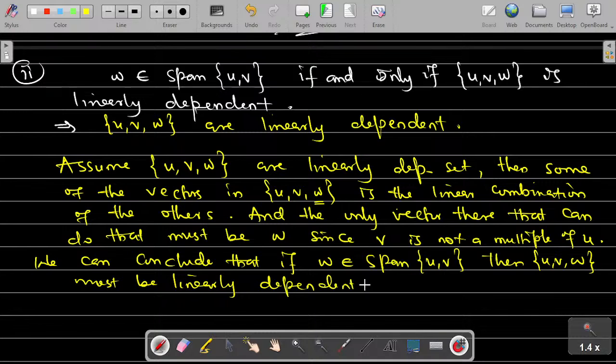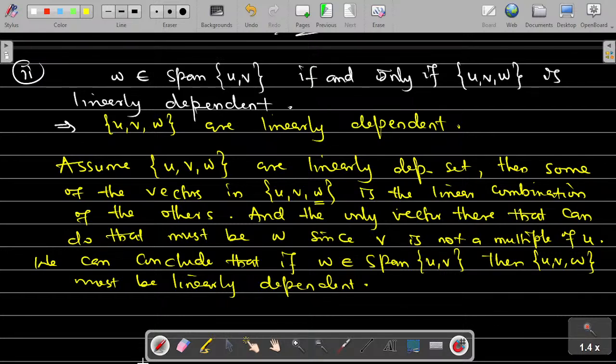So that's the only way that can happen. If not, it is not possible, because u and v are already linearly independent. So the only way you can introduce something that will be in their span is that it should be possible to form a linear dependence with them. All right, and so that's our argument for that. And that concludes D.